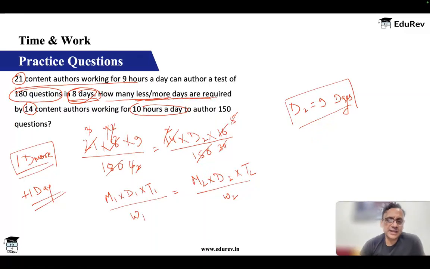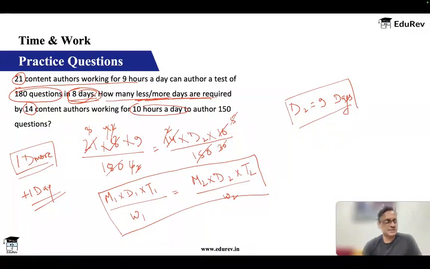Okay. So this is a classic example of M1 D1 T1 upon W1 is equal to M2 D2 T2 upon W2. All 4 values were given here. Sometimes, as I told you, time may not be given. Sometimes work may not be given, which means work is equal. And when work is equal, you don't have to take W1, W2, because both will be the same and that will invariably get cancelled.